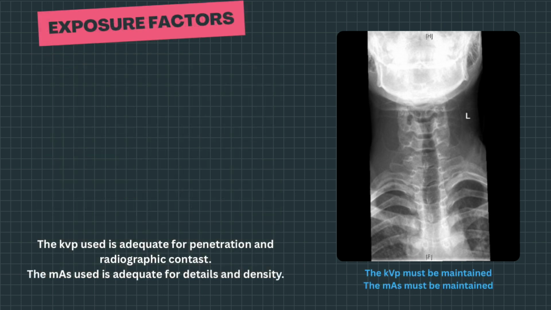Next is the exposure factors. Based on the radiograph shown, by evaluating the contrast, the BCO of the thin structure, which is the spinous process, can be seen, and the BCO of thick structure, which is the vertebral bodies, can be seen. By evaluating the density, the BTP of thin structure, which is the spinous processes, can be seen, and the BTP of thick structure, which is the vertebral bodies, can be seen. The kVp used is adequate for penetration and radiographic contrast, and the mAs used is adequate for detail and density, so both kVp and mAs must be maintained.